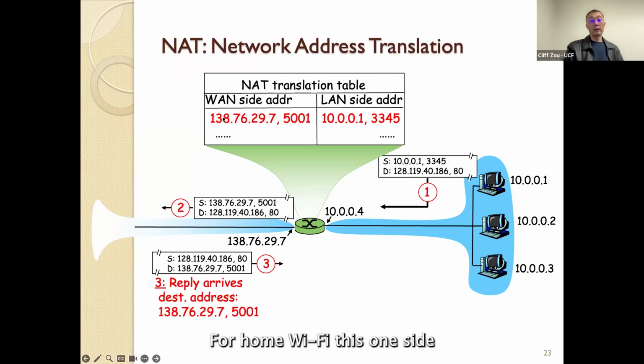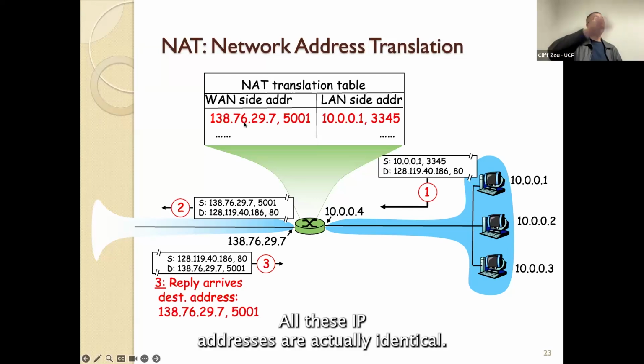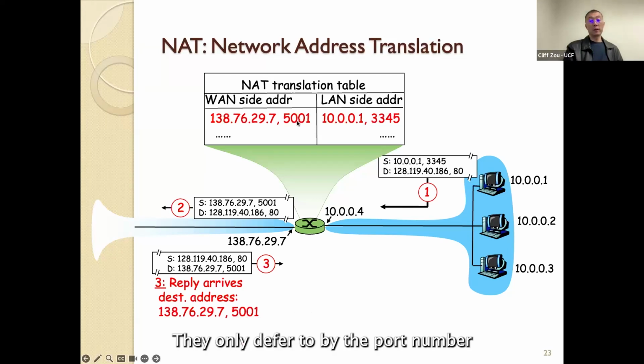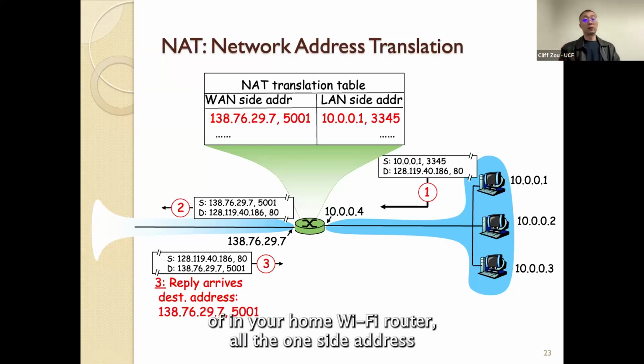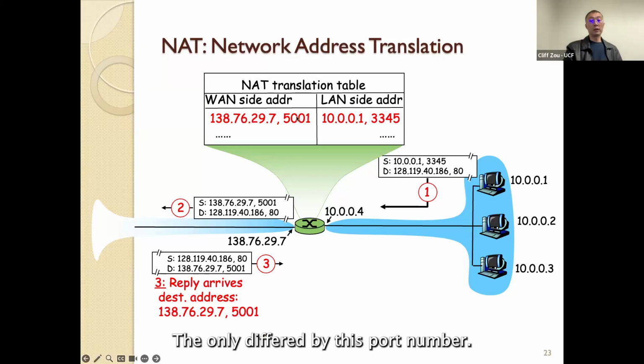For home Wi-Fi, this WAN side means the wide area network side address. All these IP addresses are actually identical. They only differ by the port number. In your home Wi-Fi router, all the WAN-side IP addresses are identical, all equal to the single global IP address. They only differ by this port number. So the port number is very, very important.